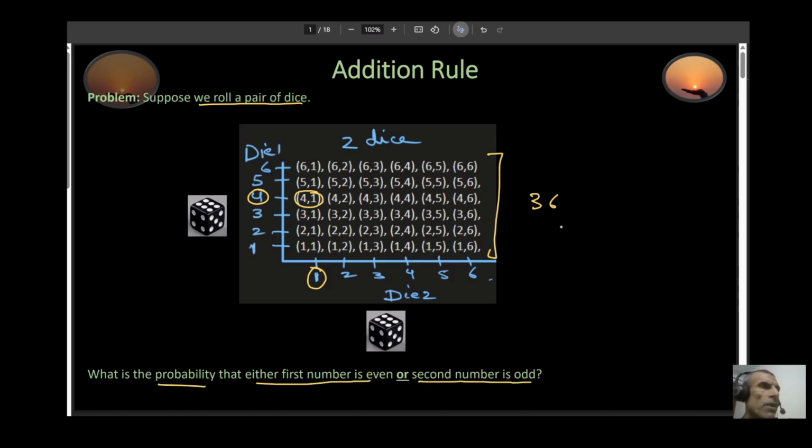These types of questions are answered by the addition rule. This session is about the addition rule. By the way, the answer for this is 75%.